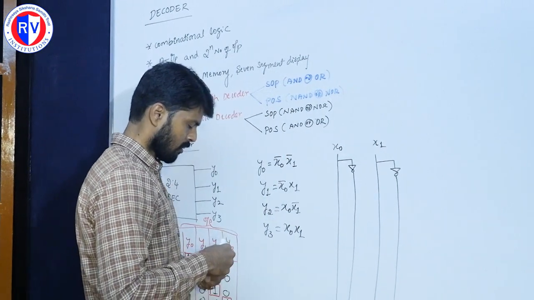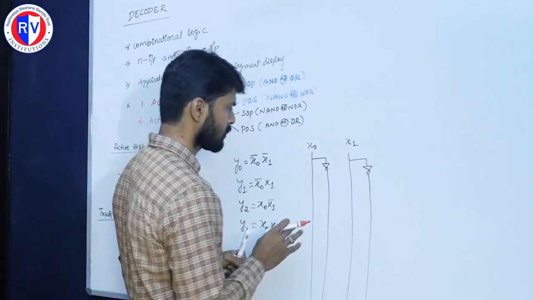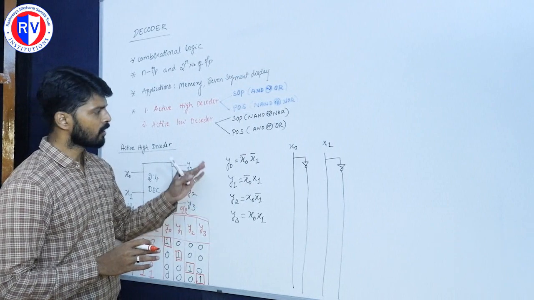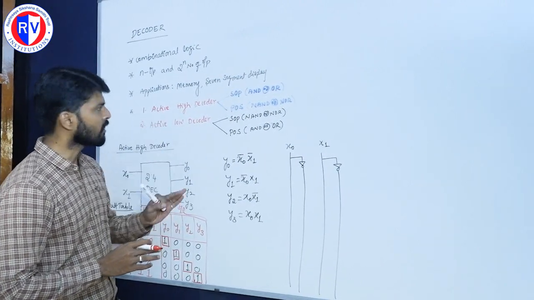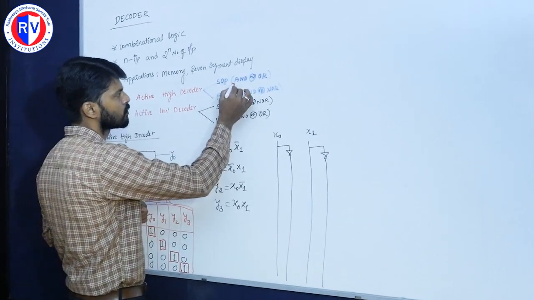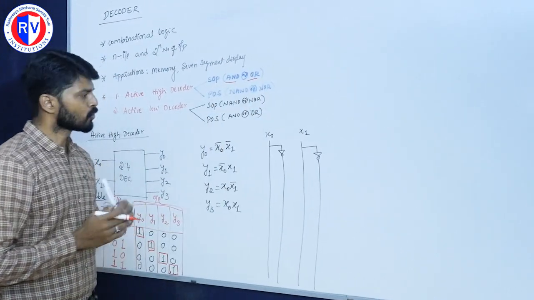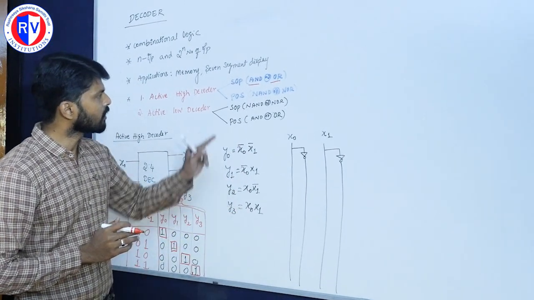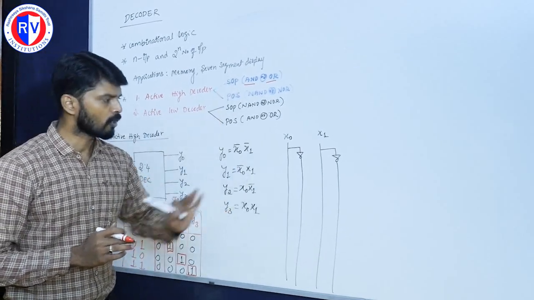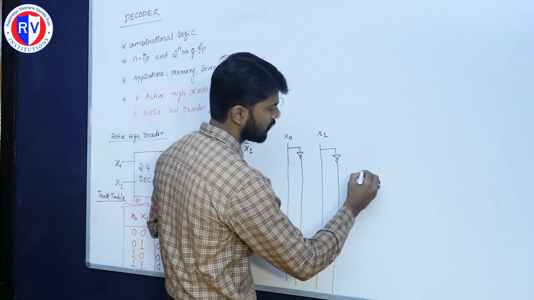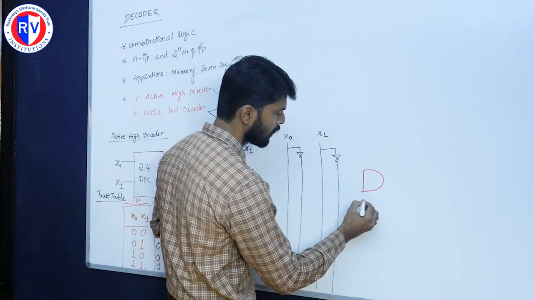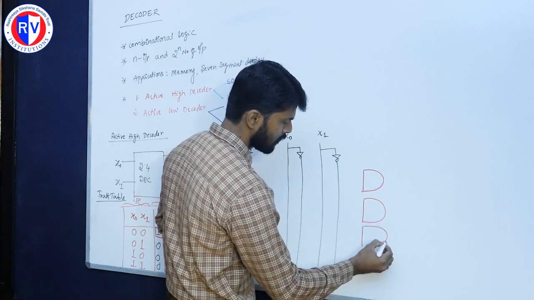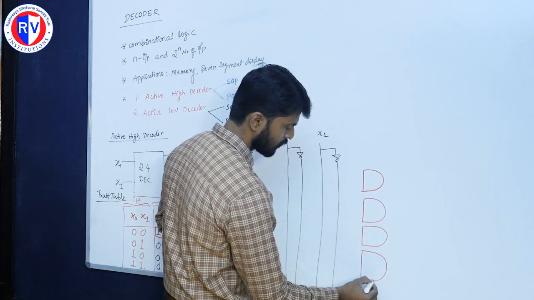Now, I have 4 outputs. As I said, in order to generate a SOP equation using an active high decoder, which gate do I need to use? I need to use either an AND gate or an OR gate. In this design, this is the SOP equation, correct? So in order to design this SOP equation, I need an AND gate or an OR gate. For this logic diagram, I will use AND gates. So I will take here 1 AND gate, 2 AND gate, 3 AND gate, and this is the 4th AND gate.